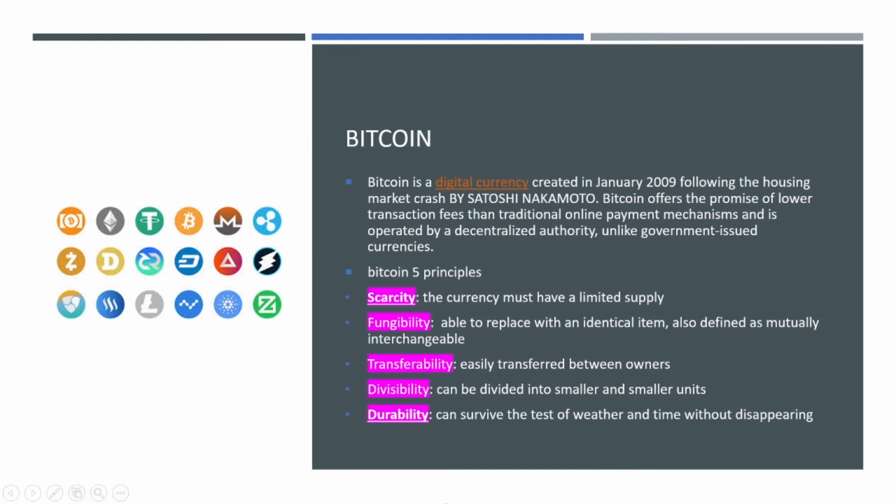Next one is easy to transfer between owners. So with Bitcoin, you can travel the world with literally trillions of dollars. No one would know, because it's on the internet. You just need to remember your private keys, your private seeds. You just need to remember that, and then you're set. And we'll get into what those are in later videos, but you only need to remember that.